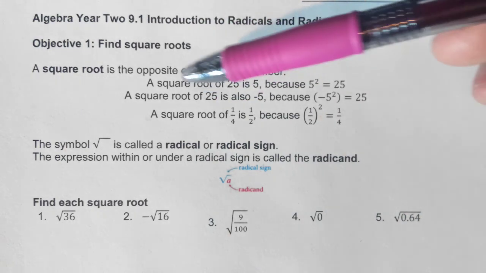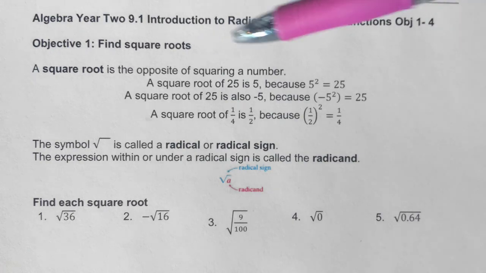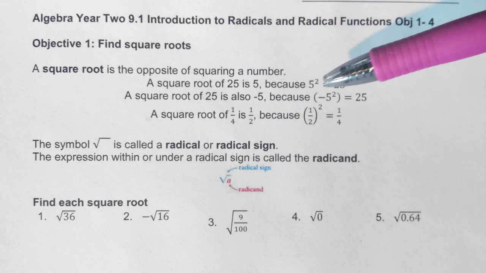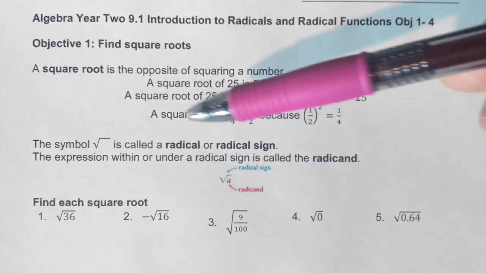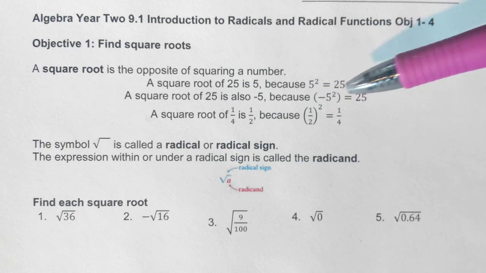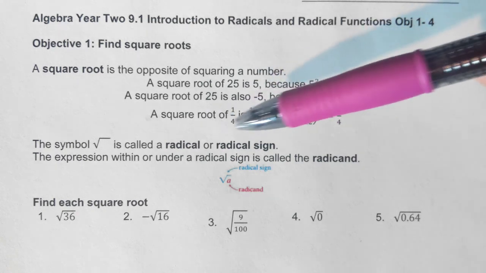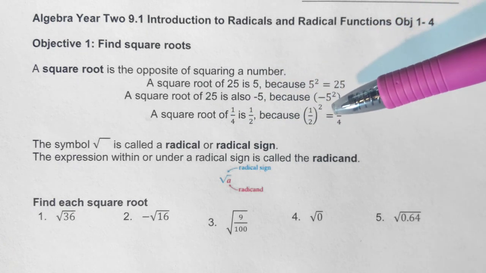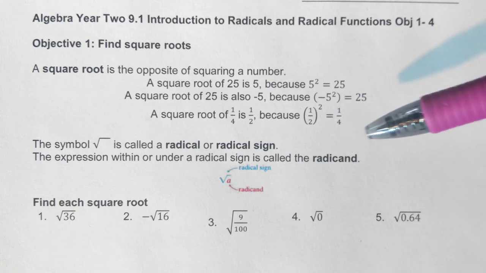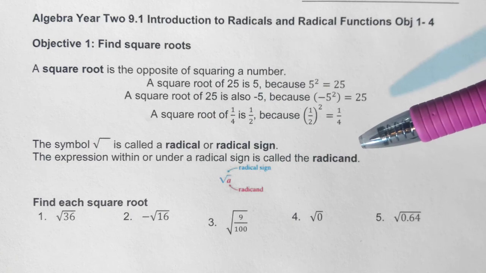In case you don't know, a square root is the opposite of squaring a number. A square root of 25 is 5 because 5 squared is 25. The square root of 25 can also be -5 because -5 squared is 25. The square root of 1/4 is 1/2 because 1/2 times 1/2 is 1/4. So a square root is asking you what number times itself is the number underneath the square root symbol.